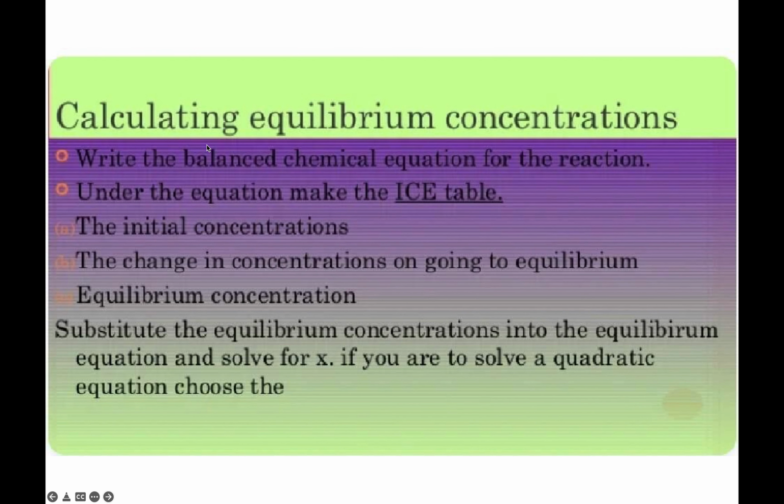Next, calculating equilibrium concentrations. How do you calculate the equilibrium concentration? First of all, always write the balanced chemical equation for the reaction, and then under the equation make the ICE table, that is initial concentration, the change in concentration on going to equilibrium, then equilibrium concentration. Then substitute the equilibrium concentrations into the equation and solve for x. It will be something like a quadratic equation, and you can solve for x.